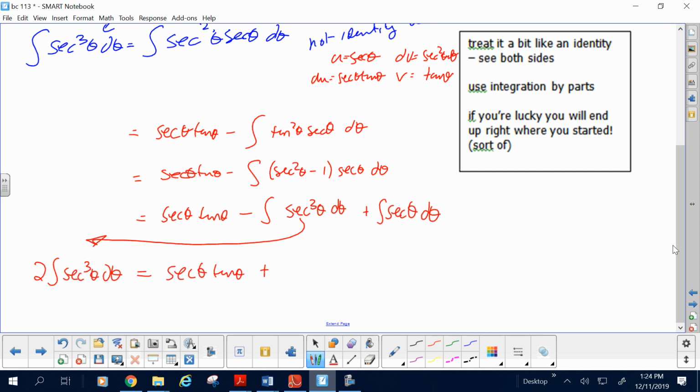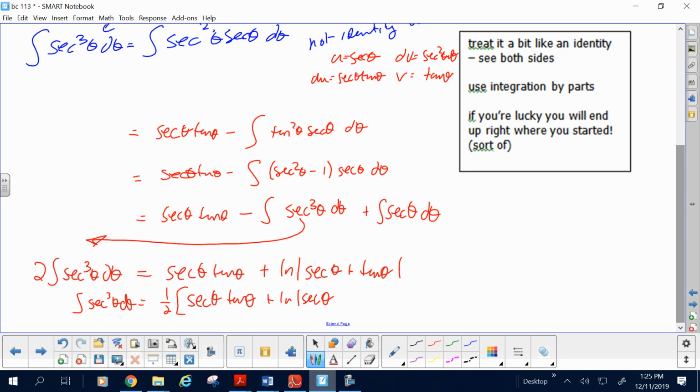What is the antiderivative of secant? Maybe you don't know. Natural log of the absolute value of secant theta plus tangent theta. Hold off on the plus C, I'll put it in at the end. So surely then we didn't want to find 2 secant cubed. We wanted to find secant cubed. So how do we find our final answer? Divide by 2. So it is 1/2 of secant tangent plus log of secant theta plus tangent theta plus a C at the end.